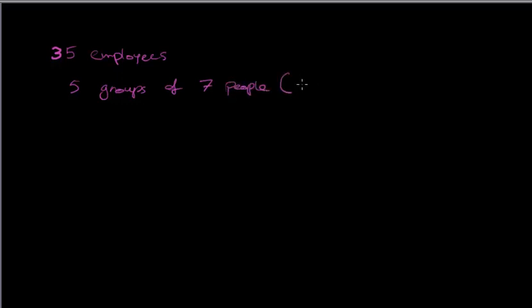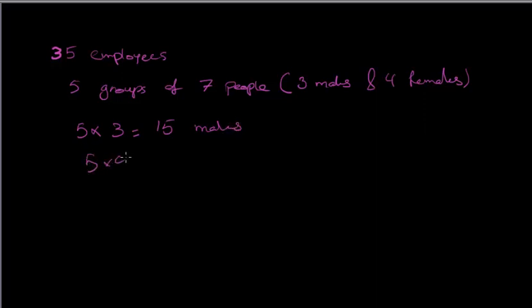Now, one might ask you, how many females should we add to this office so we have a ratio of 1 to 2? So we know that we have 35 employees. Also, we know that we have 5 groups of 7 people, of which we have 3 males and 4 females. We multiply the number of males in each group and we'll have 15 males, and the number of females, we'll have 20 females in total.